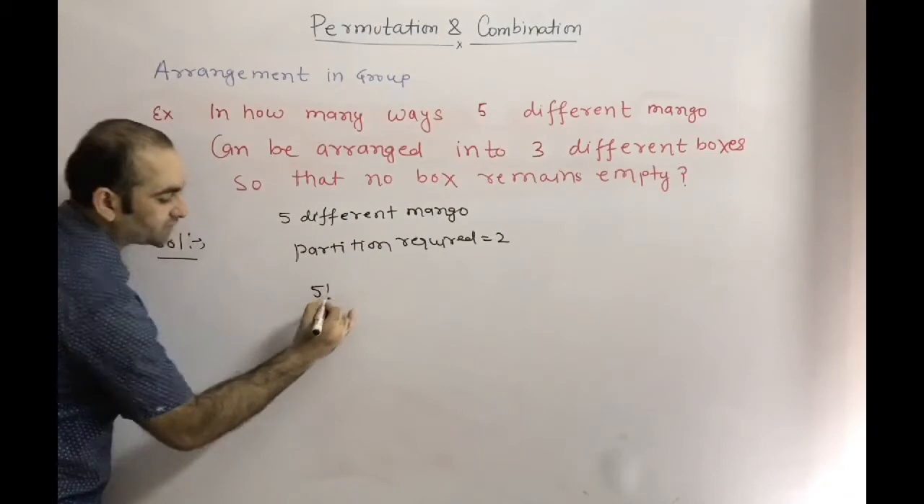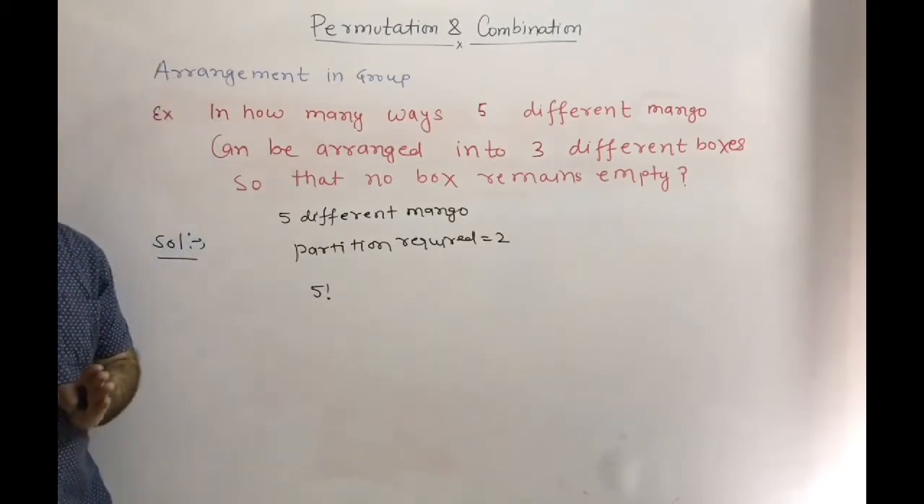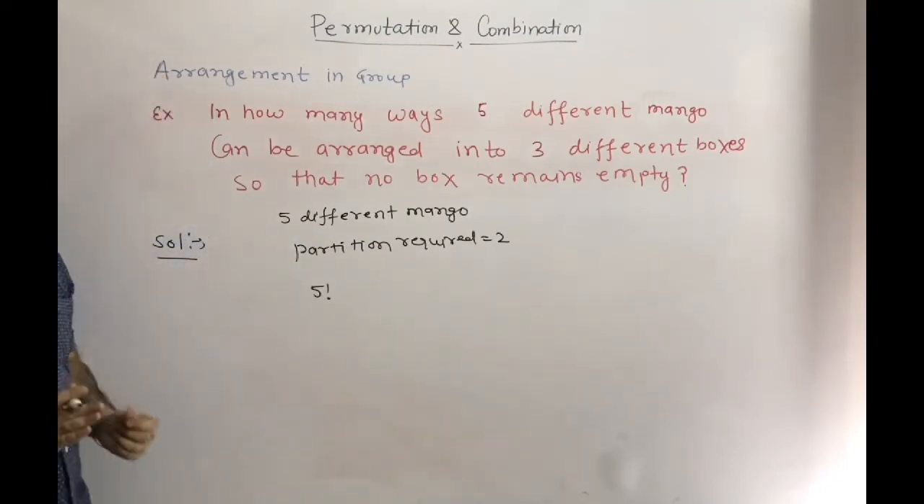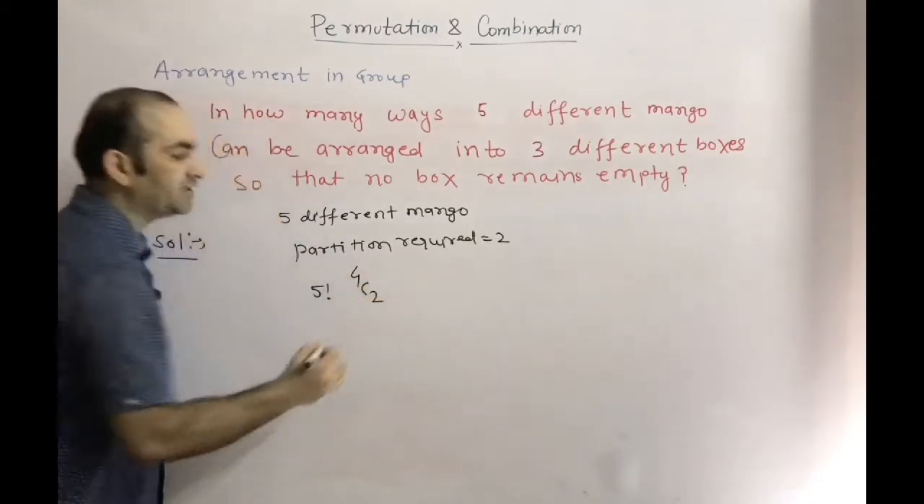Okay, so 5 different mangoes, how many ways can we arrange them? 5 factorial. If you arrange 5 different mangoes, how many gaps are there? 6, and the first and last we have to neglect. So the remaining is 4 gaps. Out of 4 gaps, we have to select 2 gaps. So 4C2.